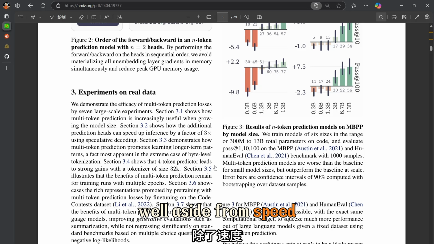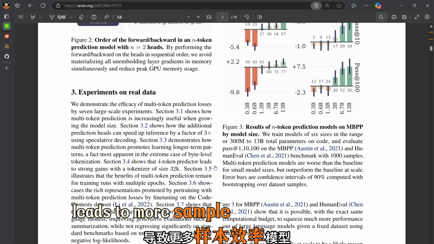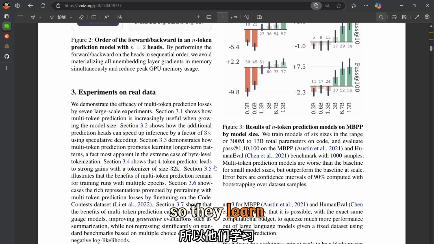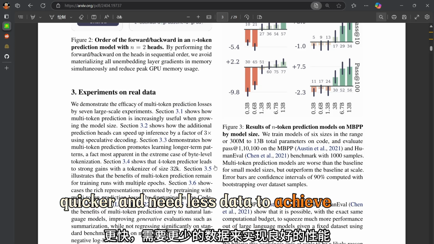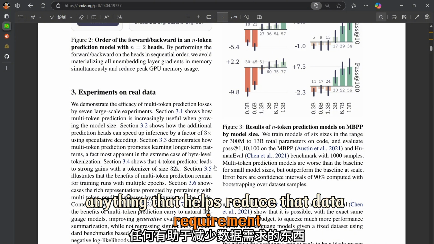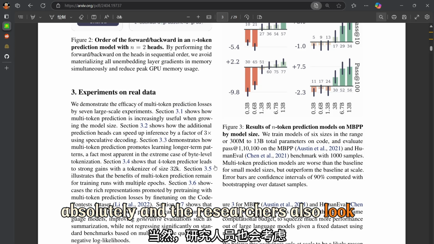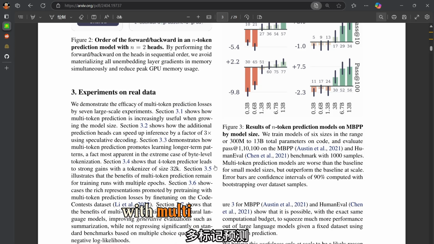Well, aside from speed, they found that multi-token prediction leads to more sample-efficient models. So they learn quicker and need less data to achieve good performance? Yes. Anything that helps reduce that data requirement is a win for these massive LLMs. Absolutely. And the researchers also look at byte-level tokenization with multi-token prediction.